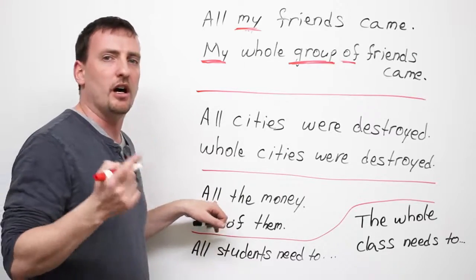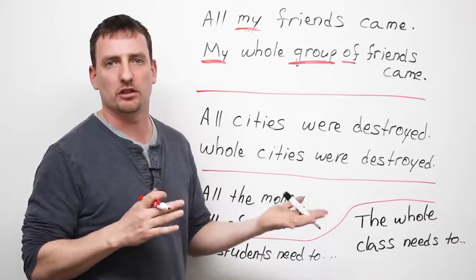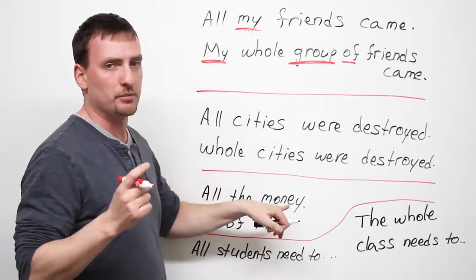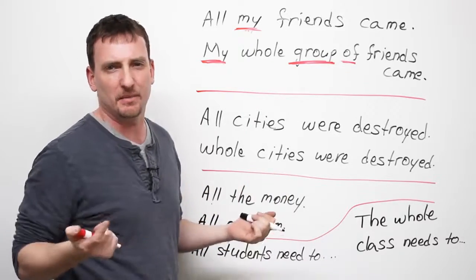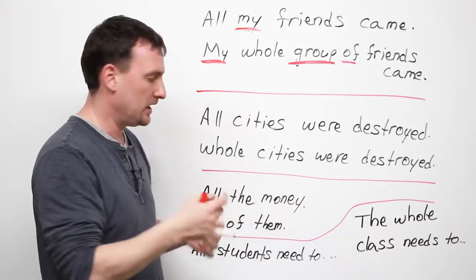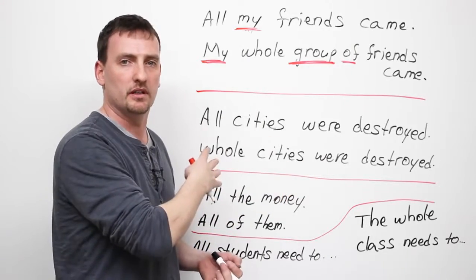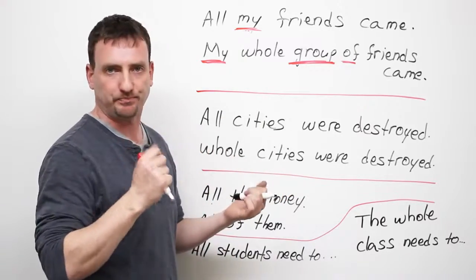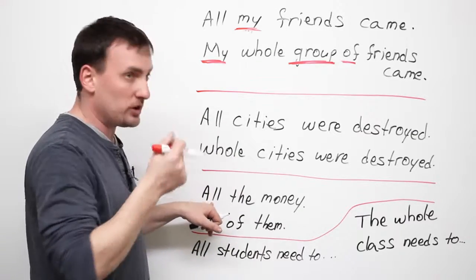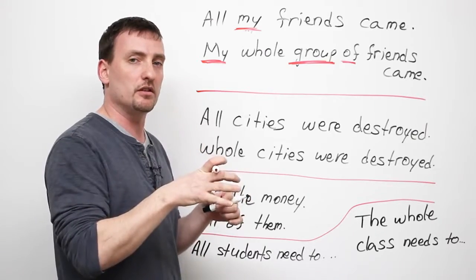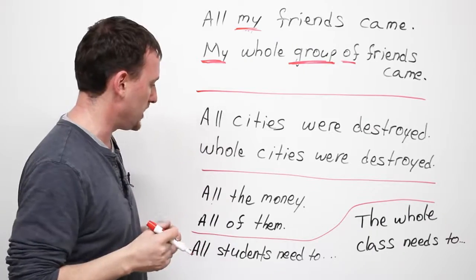With all, when you're talking about non-countable nouns, money, water, air, sugar, milk, non-countable nouns, you're usually going to use all. You're not going to say whole the money, because it doesn't make any sense, because it's not a complete thing. It's a singular, non-countable. All the money was stolen. All the water was drunk or spilt or whatever the thing is. And you're usually going to use whole with a singular countable noun. You prefer to use whole than all, but depends on the situation.